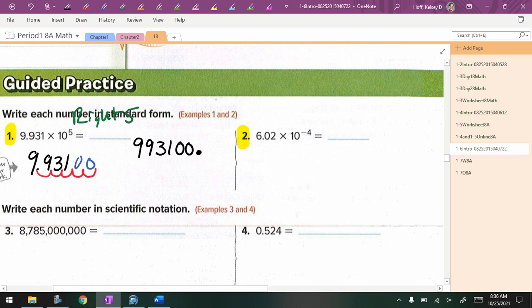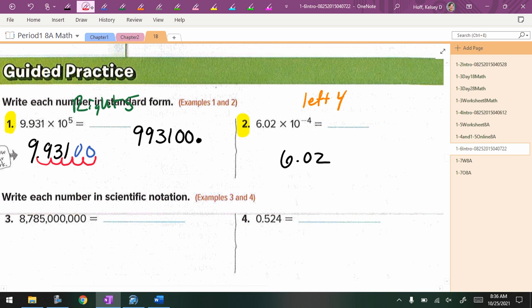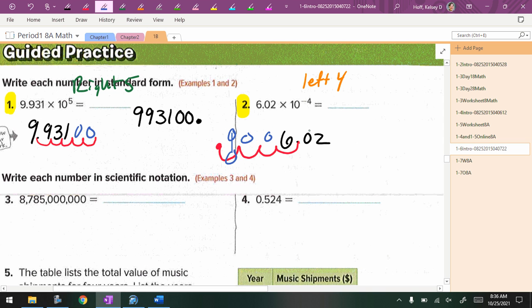Caitlin, number 2, what's your exponent tell you to do? Very good. Left 4. So I have 6.02. 1, 2, 3, 4. So I have to put zeros in there. So I have 0.000602. It's not between the 6 and the 0 anymore. It's way out front. You can only have one decimal point in each number, and you're moving it. Good so far?